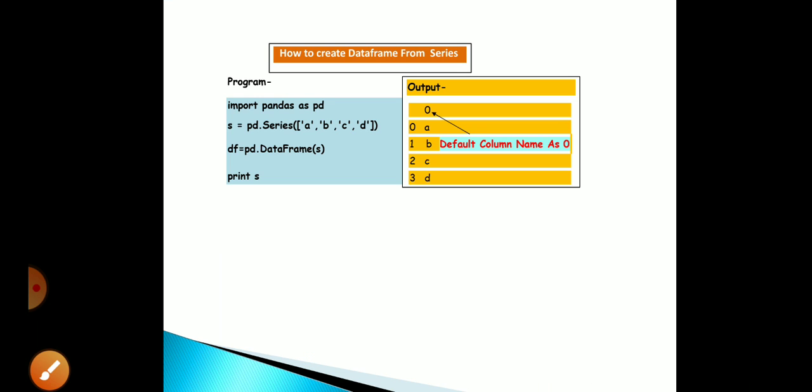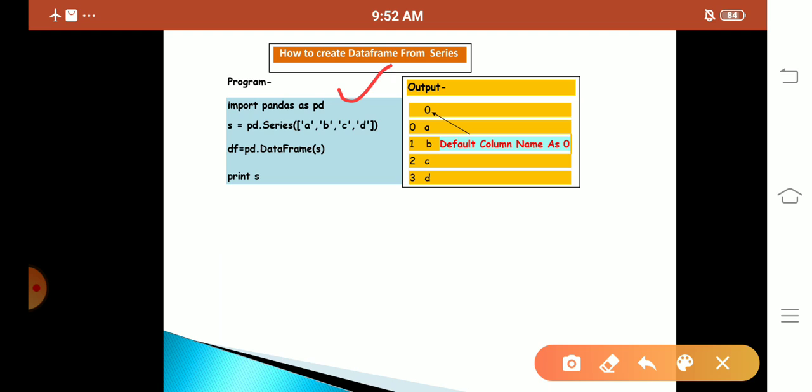Next, how to create a data frame from series. If you want to create it from series, first you have to give the series values. You have to import your package first, pandas. Next, series values, you will store pd.Series abcd. My series values are there, and by default, if I haven't given an index, it will start with 0 index. Next, df equals pd.DataFrame(s). I have stored my data frame object as df, and it will show the data frame of series s.